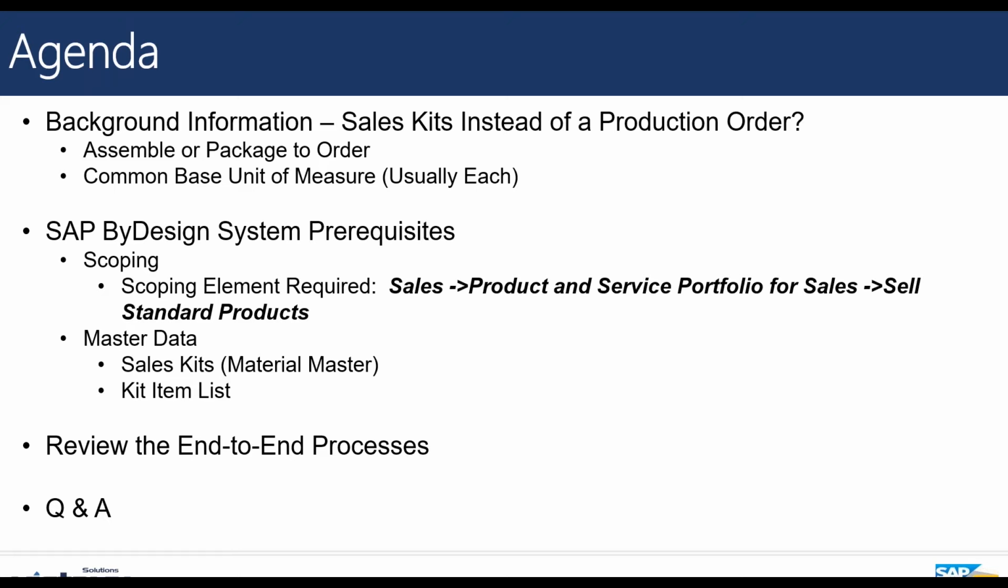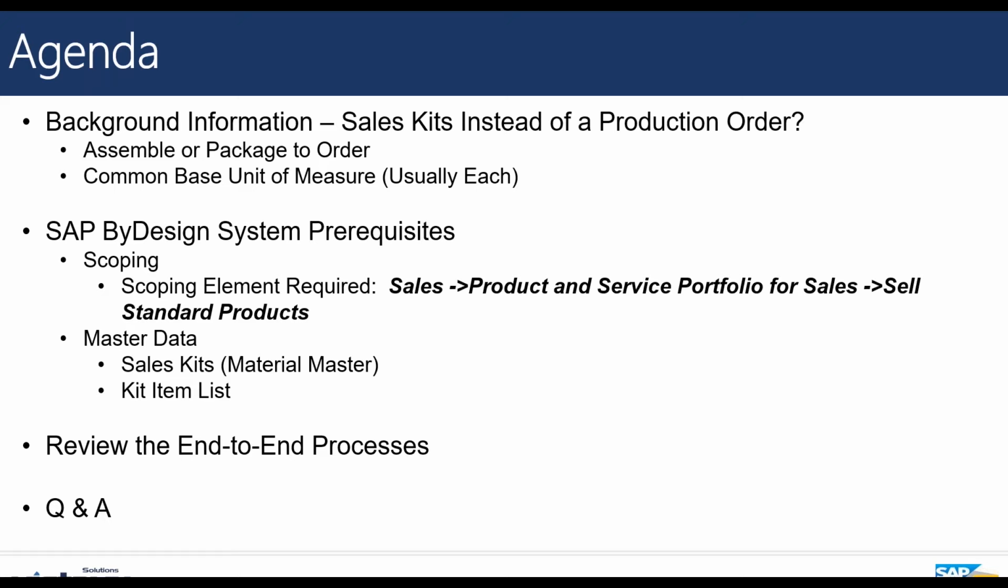Again, the key is assemble or package to order and a base unit of measure. Usually you're talking eaches, or it could be gallons. You could be bringing in things in 100 gallons and packaging them, as long as there is a common unit of measure. Because in the assemble or package to order part of it, the biggest limitation with the sales kit is you cannot put it in inventory.